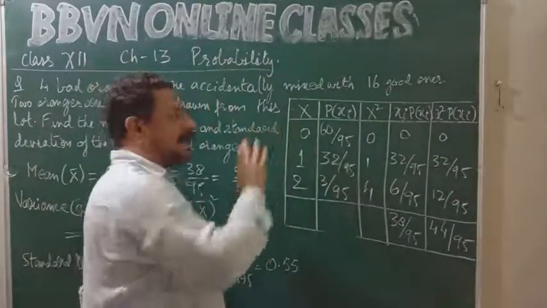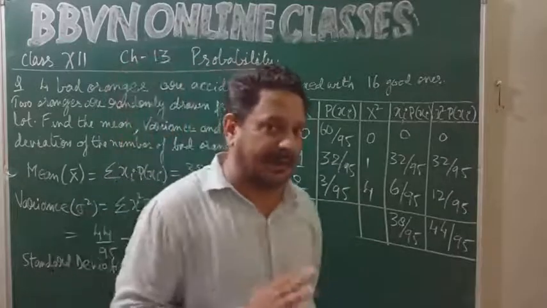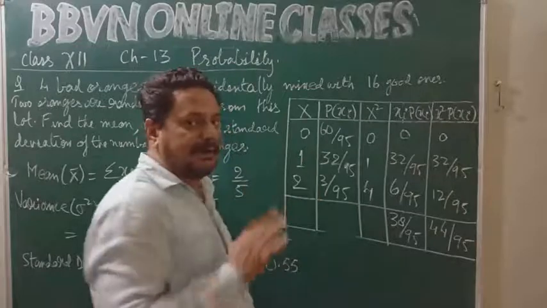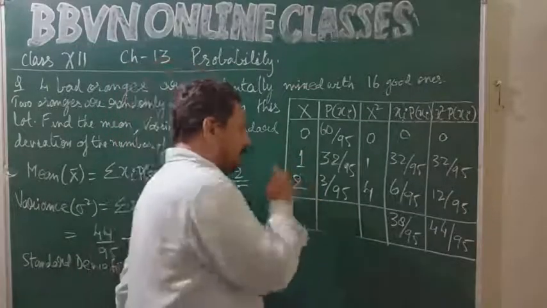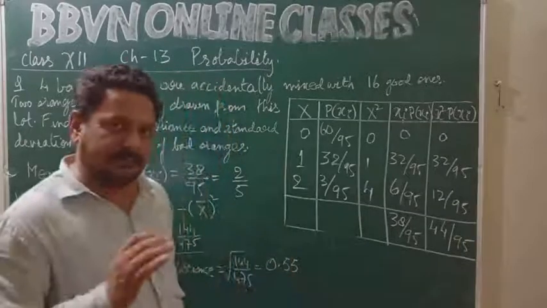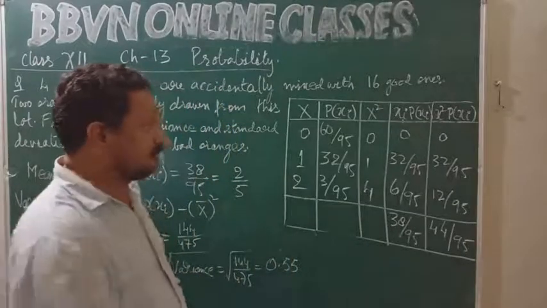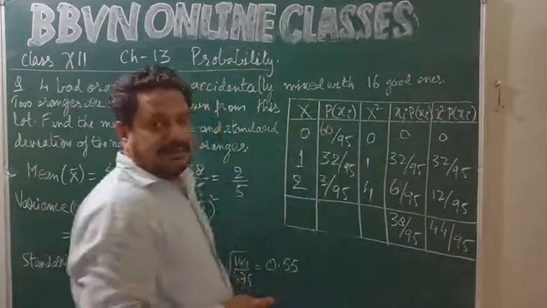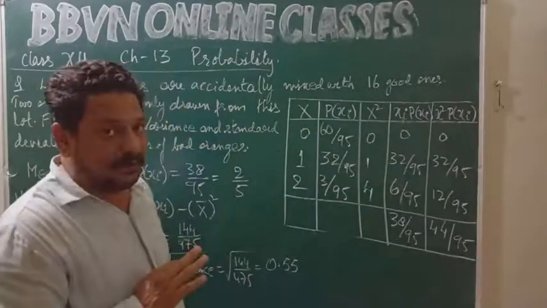So if x is a random variable that represents number of bad oranges, then the values of x will be 0, 1 and 2. You will have 0 bad orange, means both are good. 1 bad orange, so 1 is bad, 1 is good. And 2 bad oranges, no good one, both are bad oranges, right? So how to find the probability distribution? Probability of x. So we will use combination here.